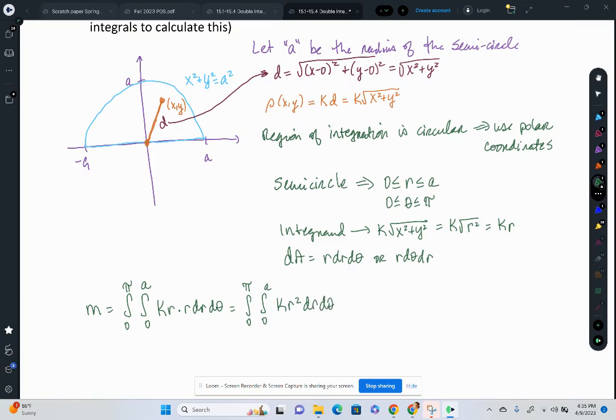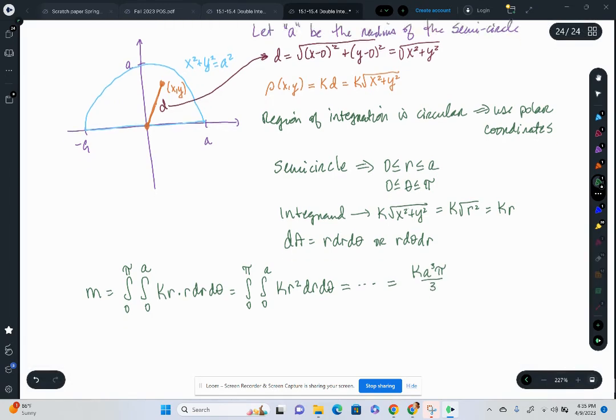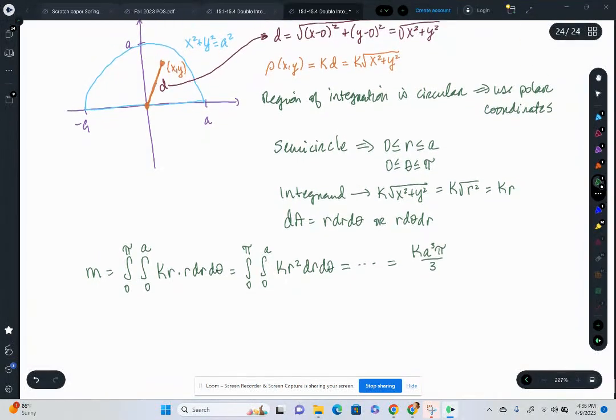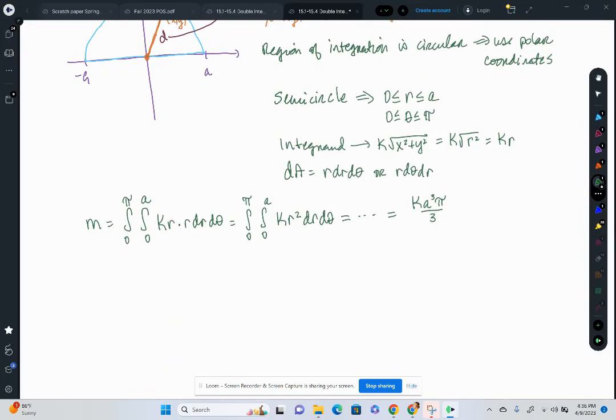Now, if I was to work this all out, it's not a difficult one. This is a very simple integral to work through, and at the end, my answer will be in terms of k and a. I'll end up with k a cubed pi over 3. All right, so that's mass, but we want center of mass, so we need the moment about x and the moment about y.